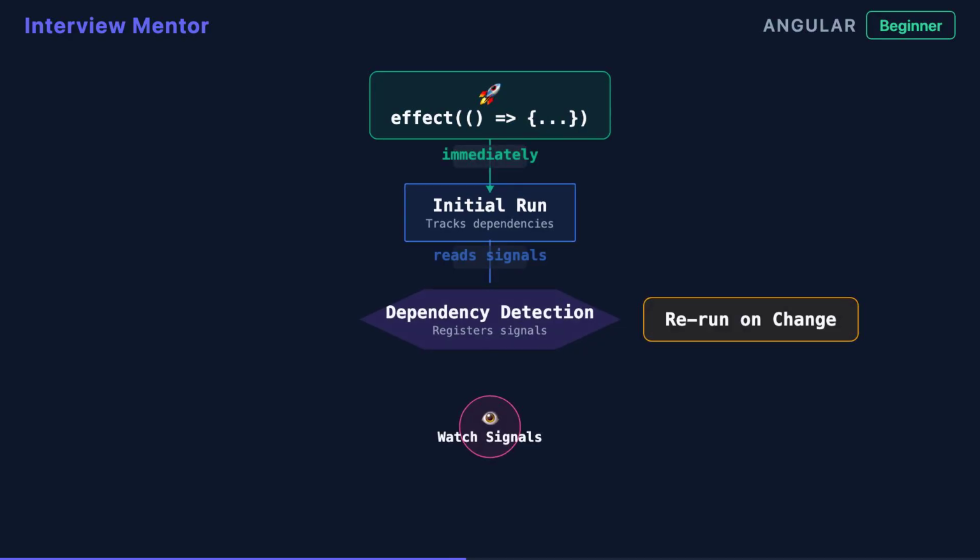When you create an effect, it runs at least once immediately. This initial run establishes which signals the effect depends on. Angular watches those signals and then reruns the effect whenever any of them change.